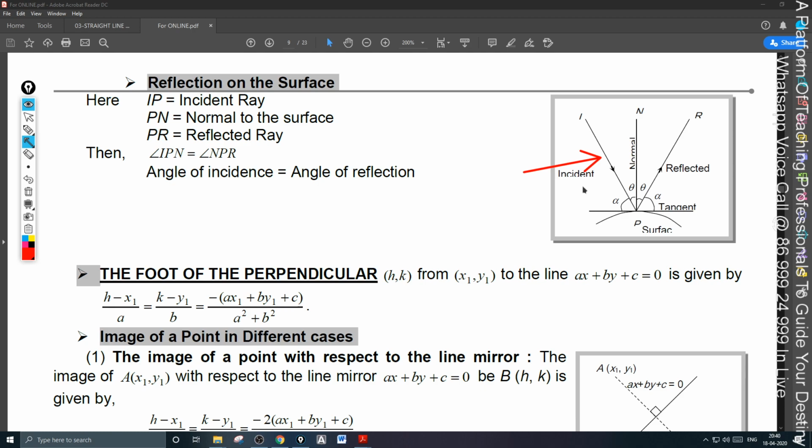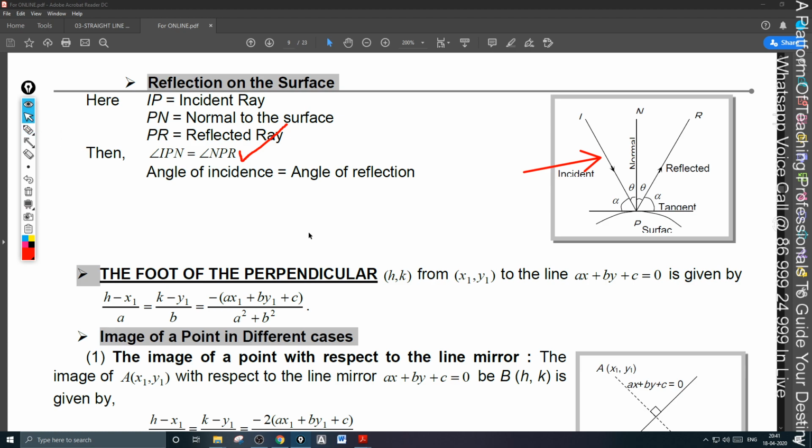Please respond. Now this one, this is the formula, this is the concept to be used whenever the incident ray and reflected ray are concerned. Angle IPN is equal to angle NPR.